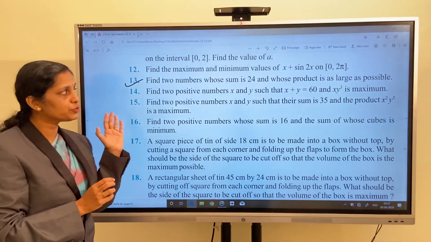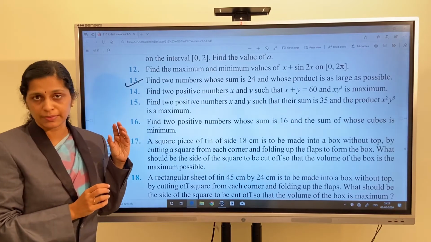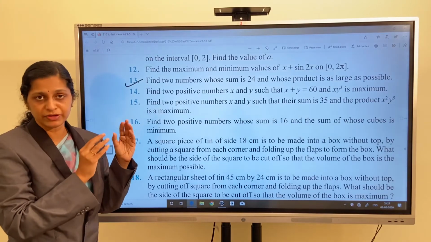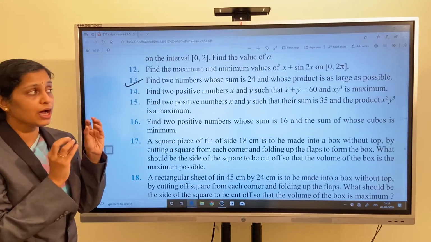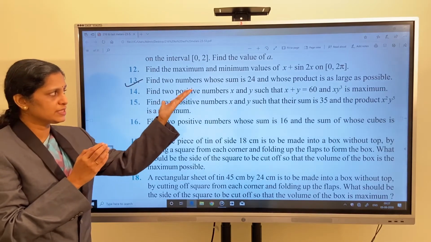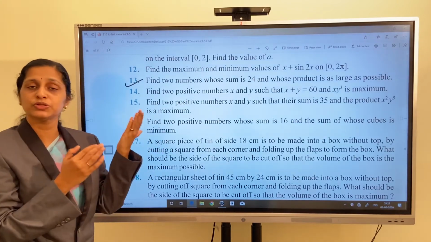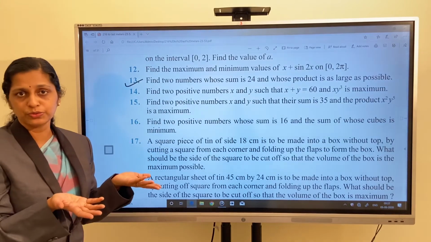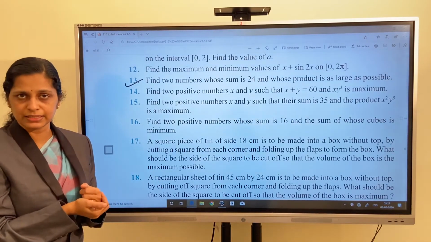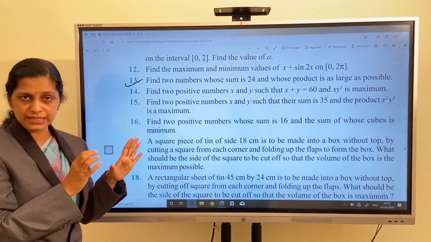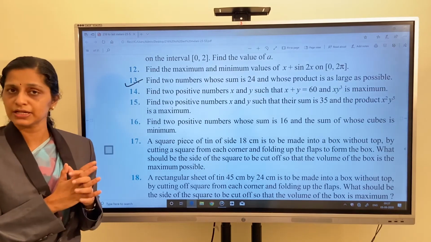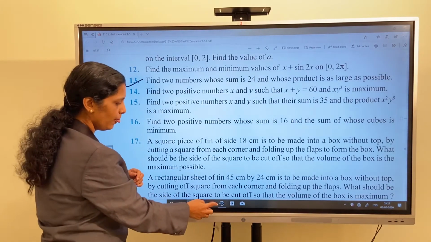We have to find two numbers, and it is given that their sum is 24. We have to find these numbers in such a way that when we find the product, it must be as large as possible. Since the sum is 24, it can be 21 plus 3, 22 and 2, 12 and 12, 8 and 16, like that. Here we have to find the right answer so that the product of the two numbers is as large as possible. Let us do this problem.